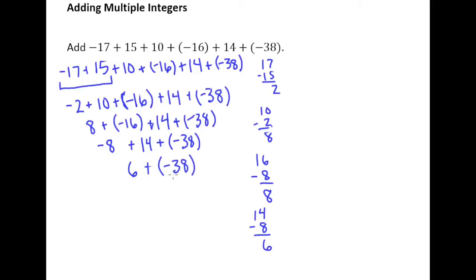Alright, now 6 plus negative 38. Finally, we know the negative wins because 38 is much larger than 6. Now we just need the difference. 38 minus 6 is 32. So the answer is negative 32. Now notice how many steps that took. 1, 2, 3, 4, 5. So we've got 5 steps to complete this one problem.